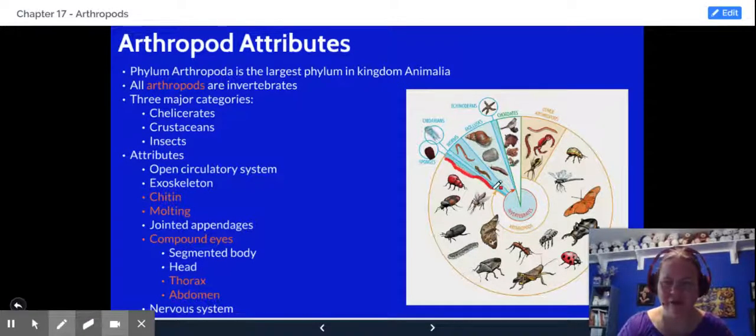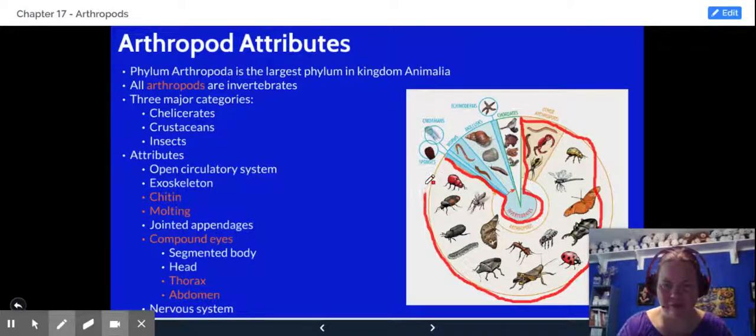So I'm going to show you exactly in this pie chart right here. If we were to go from here all the way through here, and all the way around, we're talking maybe about 80–85% of all animals are arthropods, okay? So that is a lot.